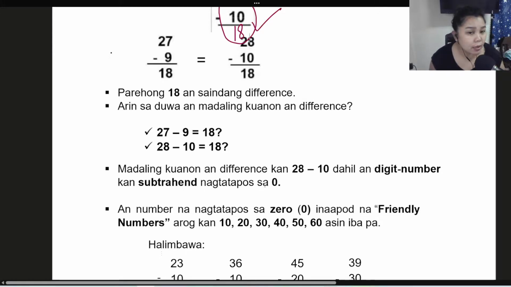So, any number whose subtrahend is 0, the answer is always the same number. The numbers that end in 0 are called friendly numbers. So, take note, friendly numbers. What are friendly numbers? Those numbers that end with 0. So earlier on the first page, we have 10, 20, 30, 40, 50, 60, 70, 80, 90, and also 100. All of those end with 0. Those are called friendly numbers. Why friendly numbers? They are easy to solve.